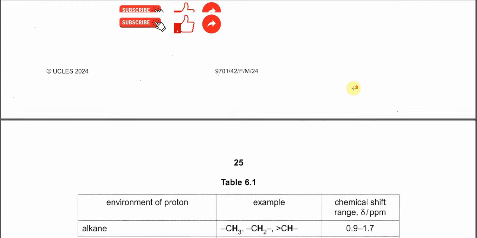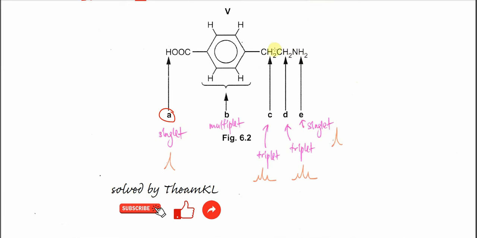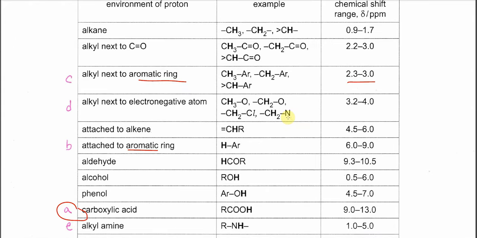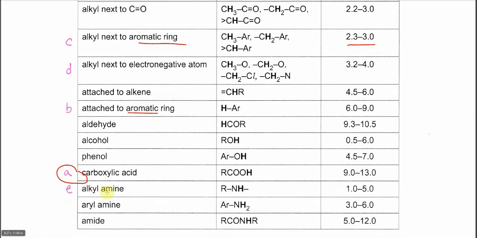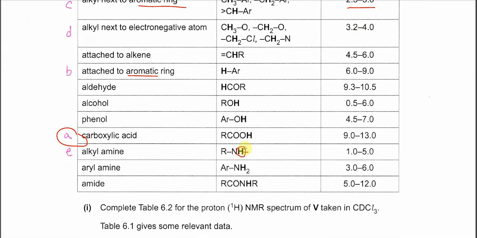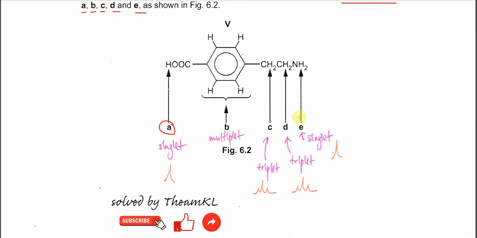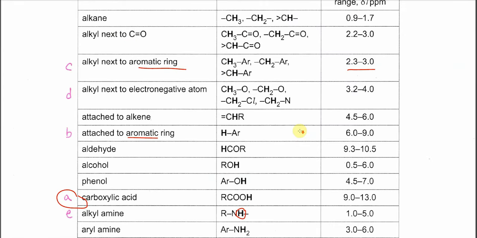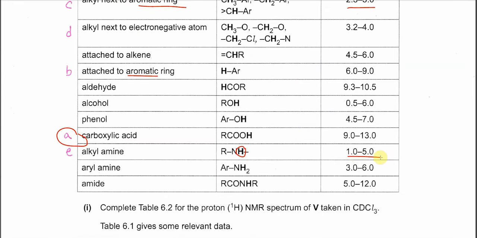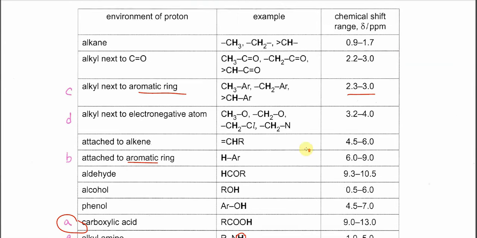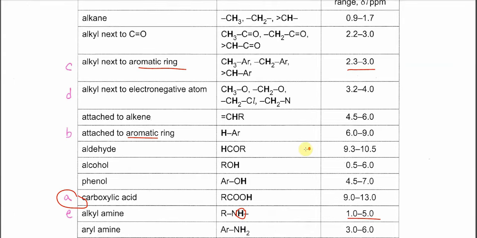Now D. D is the one that I told you, the alkyl group next to an electronegative atom, so the chemical shift is slightly higher, 3.2 to 4. Now E. E is the alkyl amine, the proton next to this nitrogen, the NH2. This proton will give a chemical shift of about 1 to 5. So this is how you use the table to check the chemical shift. Of course, the splitting pattern you cannot check from the table, but the chemical shift you always can.